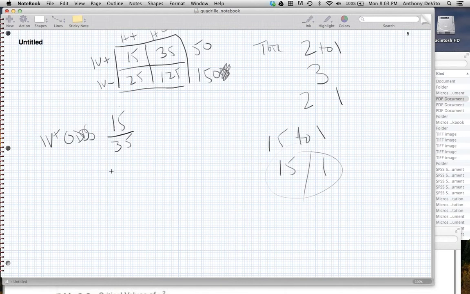Okay. So, what's the odds of being HIV positive if you're not an IV drug user? What are the odds? It's 15/35 if you're a drug user. If you're not a drug user, it's 25/125. Okay, let's resolve those.